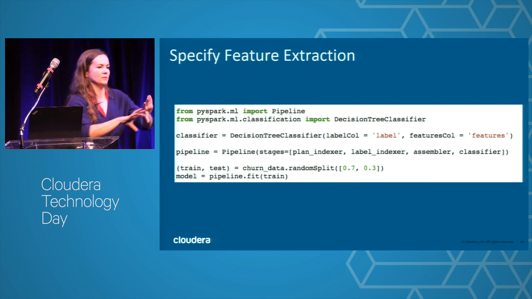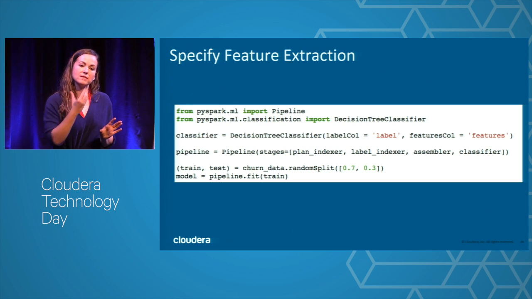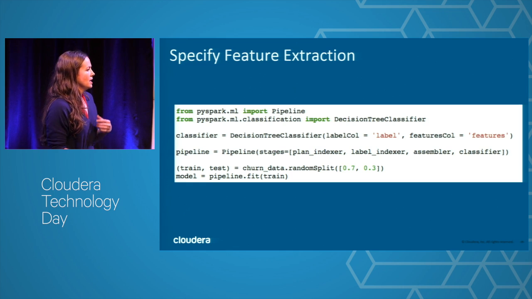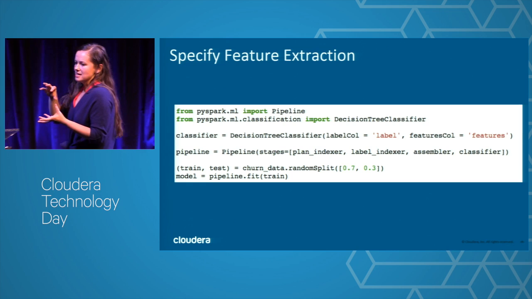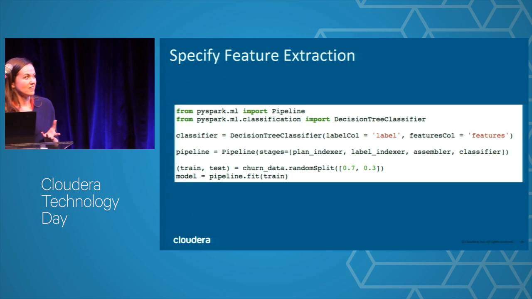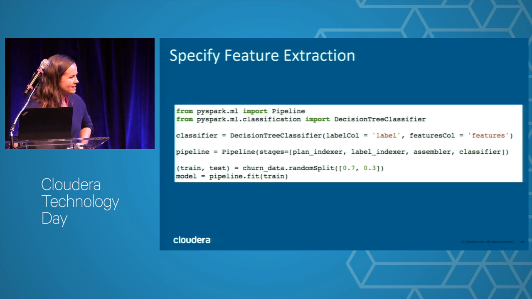Then we split our input data sets into training and test sets, and we can give this data frame to our pipeline and have it fit a model, and then we'll apply it in the next phase and actually see what the evaluation metrics are telling us about it. So pipeline.fit of data. Great. So we've got a model.